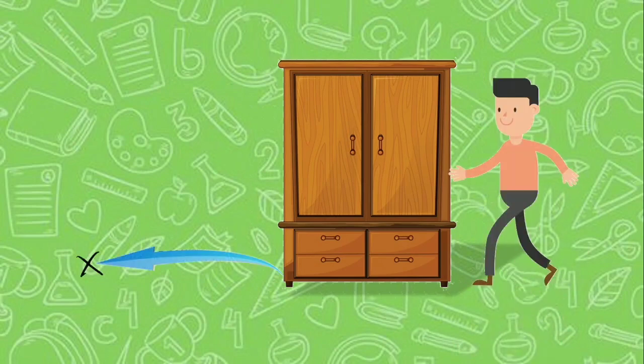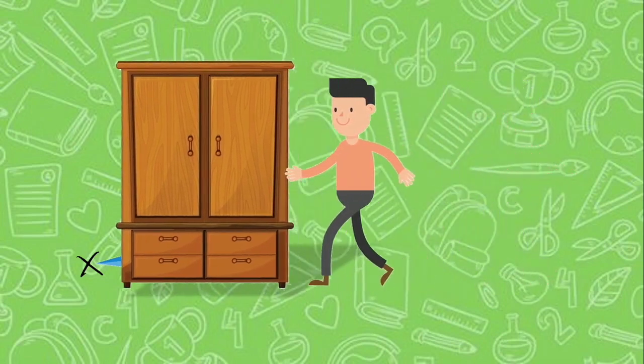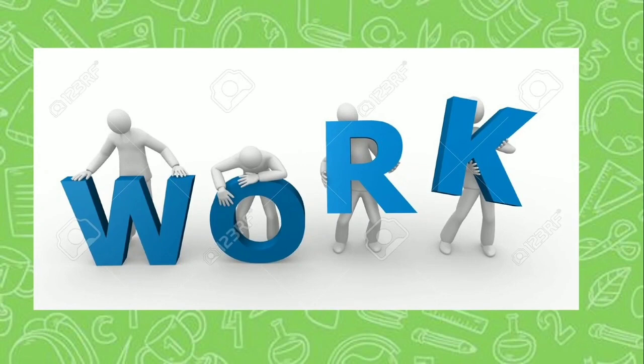What he will do is exert a force on the right side of the cabinet so that the direction of the cabinet displacement caused by Jay's force will go to the distance X. And this illustrates how work is done.